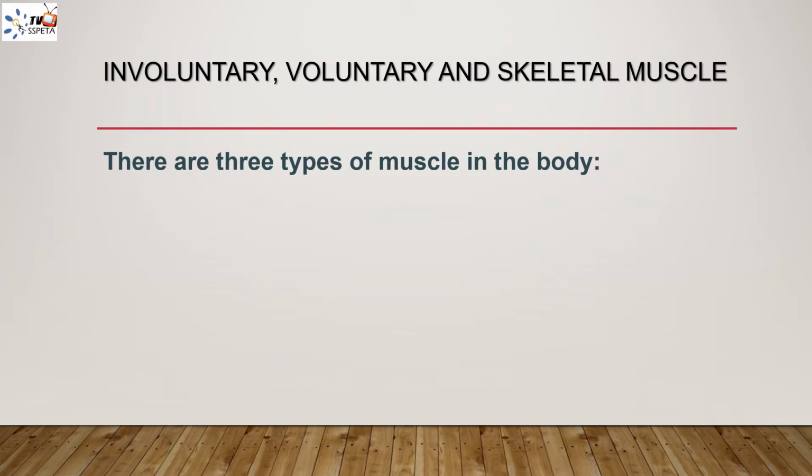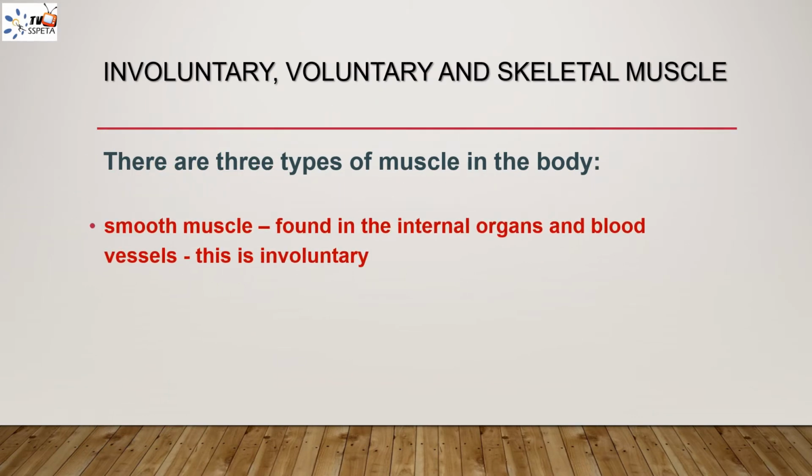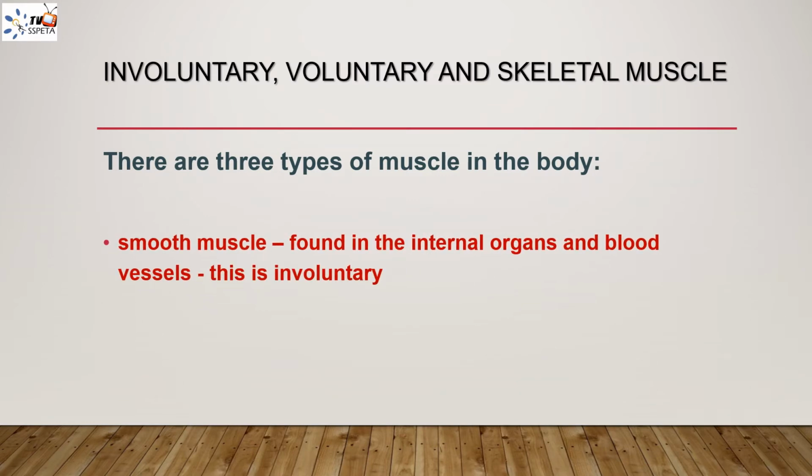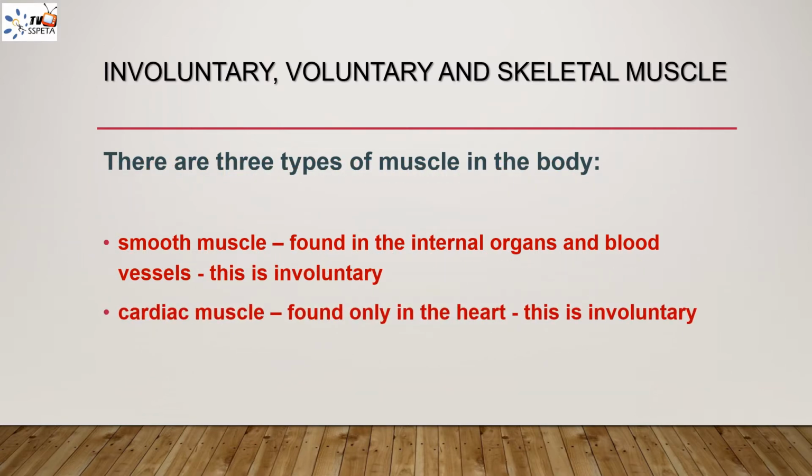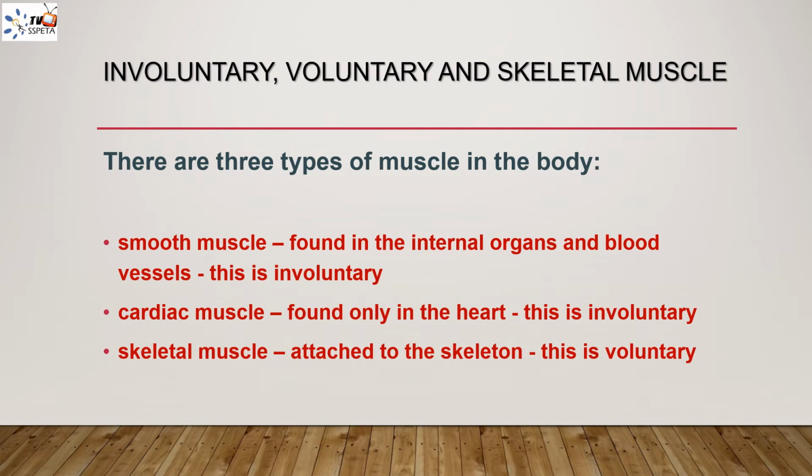There are mainly three types of muscle in the body. Namely, the first one is smooth muscle, which is found in the internal organs and blood vessels, and these are involuntary. Second, you have the cardiac muscle, which is found only in the heart, and again this is involuntary. And finally, the skeletal muscles, which are attached to the skeleton and which are voluntary.